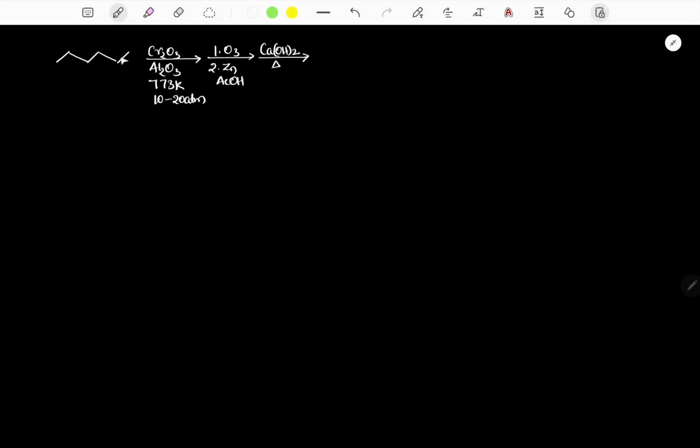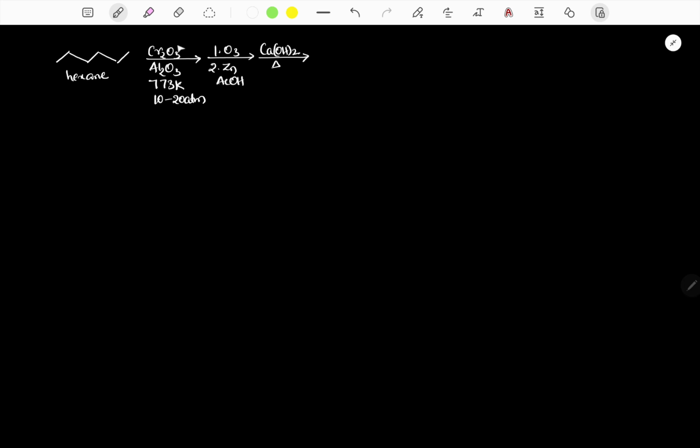1, 2, 3, 4, 5, 6. 6 carbons. It is a hexane. When hexane is treated with Cr2O3, Al2O3, 773 Kelvin, 10 to 20 atmosphere.